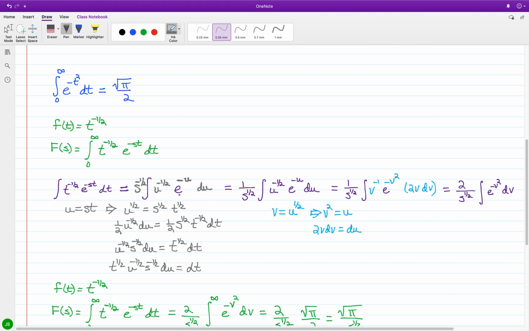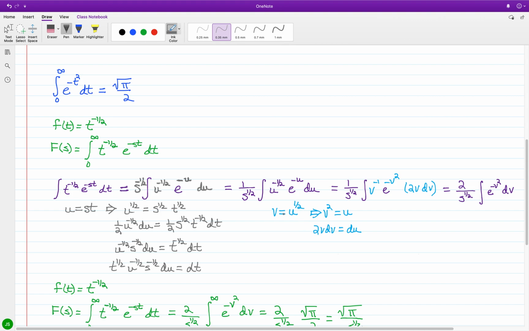So this is what we have at the substitution stage. I have equal to 1 over s to the 1/2 times the integral of u to the negative 1/2 times e to the negative u du. And applying substitution once more, I can use this particular integral.